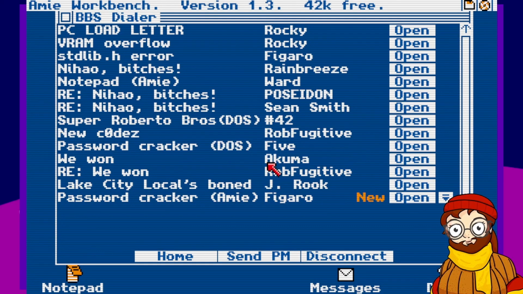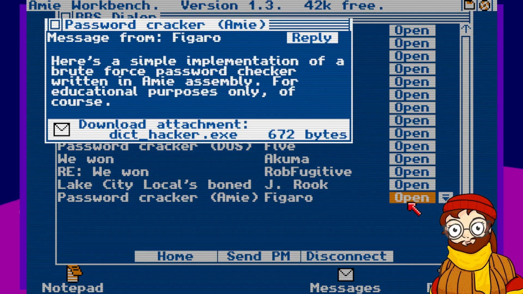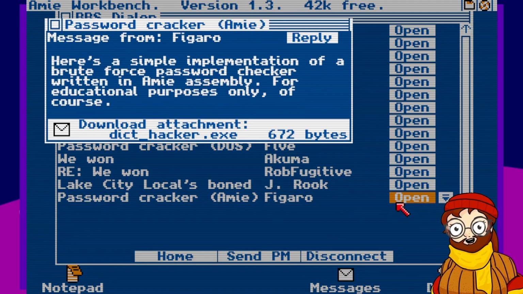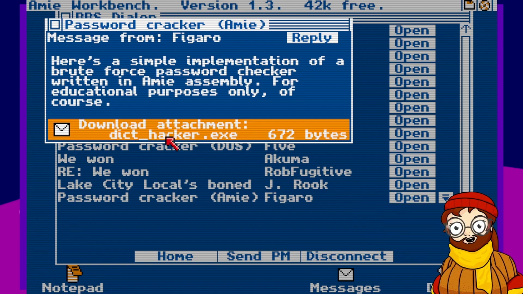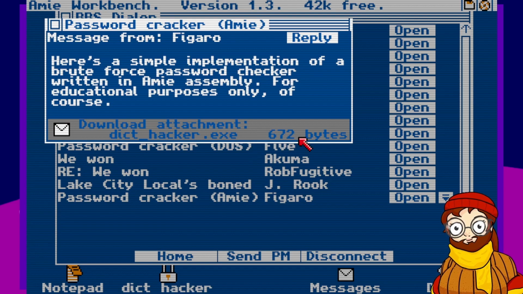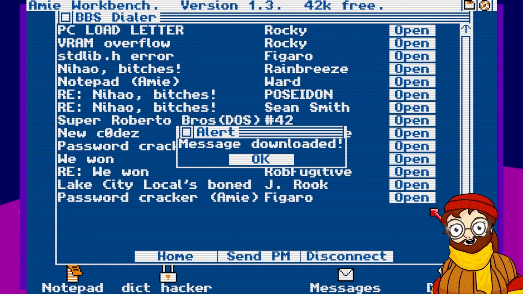Download. Password cracker, ARM. Here's a simple implementation of a brute force password checker written in ARM assembly, for educational purposes only, of course. Download attachment. Dictionary hacker. Thank you.